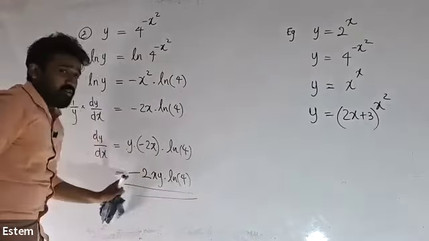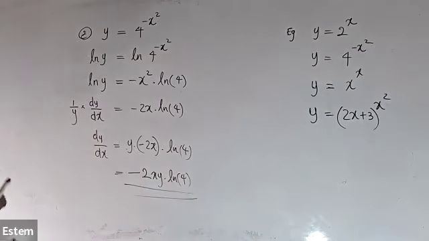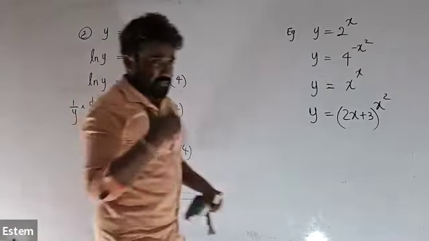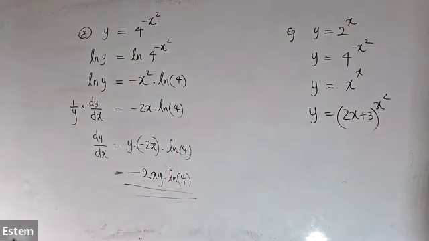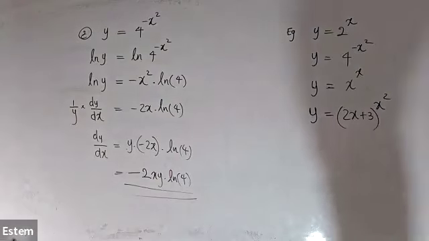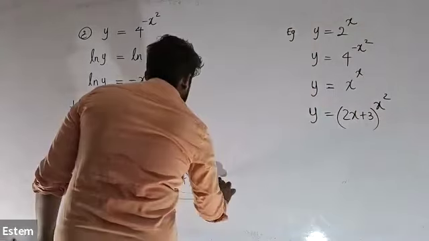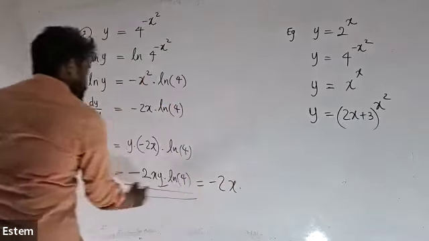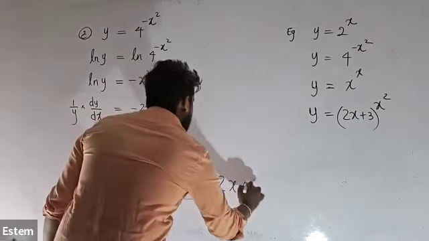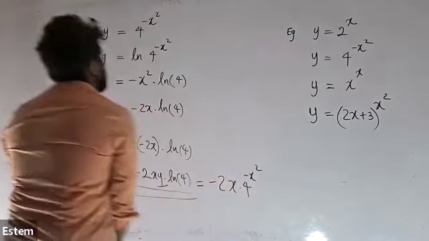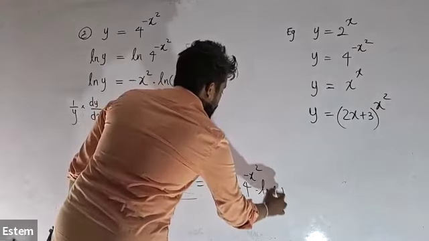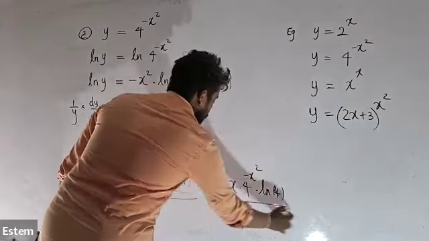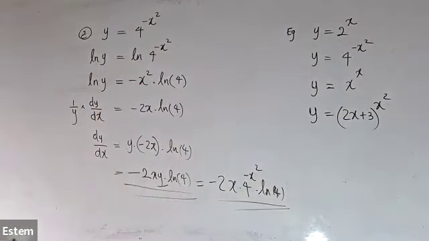The minus is somewhat long, I think. Okay, you don't write that. Is that the final answer? Get that? Oh, so it's not the final answer. We should replace y. y is 4 to the power minus x squared, so the answer is minus 2x times 4 to the power minus x squared times ln 4. It is okay now. This is the final answer.